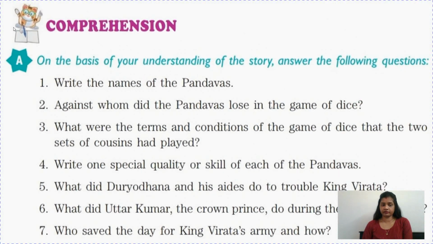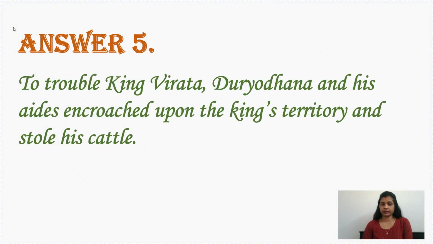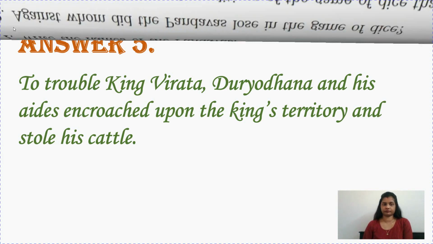Now, question number 5 is what did Duryodhana and his aides do to trouble King Virata? So, to trouble King Virata, Duryodhana and his aides encroached upon the king's territory and stole his cattle. What did they do? They came inside his kingdom without letting them know and they stole their cattle.